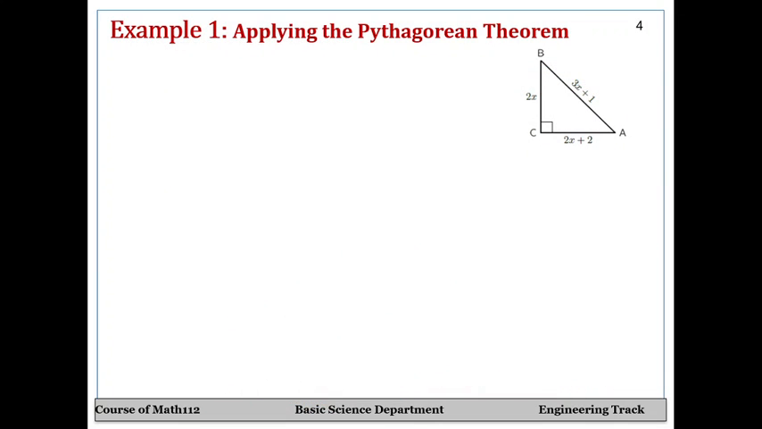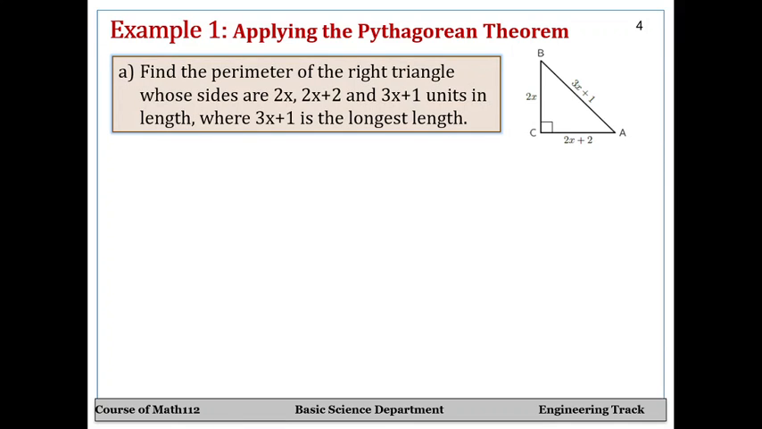Okay, let's apply the Pythagorean theorem. Find the perimeter, muhit in Arabic, of the right triangle whose sides are 2x, 2x plus 2, and 3x plus 1 units in length, where 3x plus 1 is the longest length. Here, this is the situation now. We have a right triangle, and the biggest side is 3x plus 1, and 2x and 2x plus 2 are the other sides.